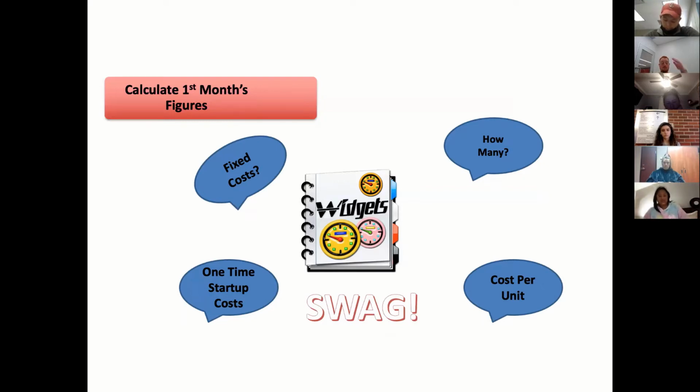It says fixed costs. What are they going to be? What's the one-time startup cost? How many? Cost per unit? All these questions have to be answered. We use something called SWAG.